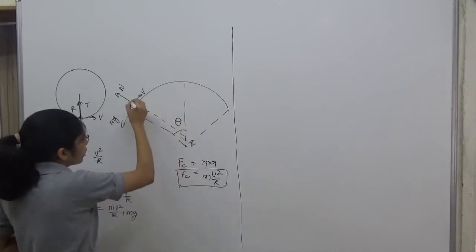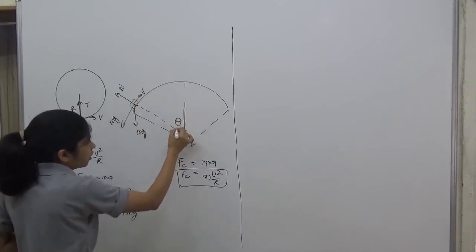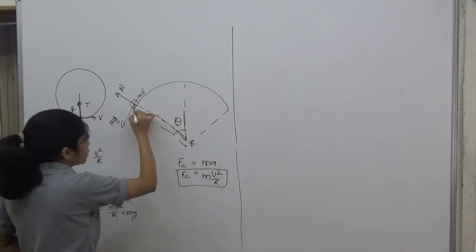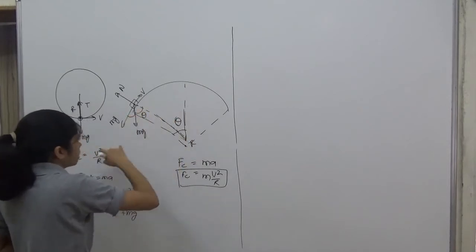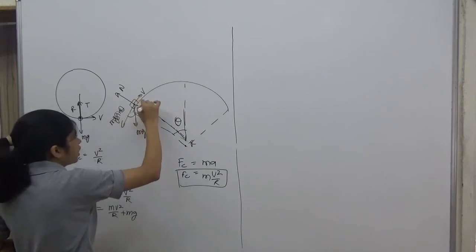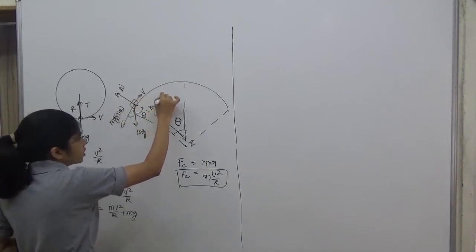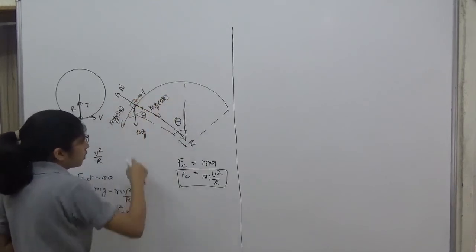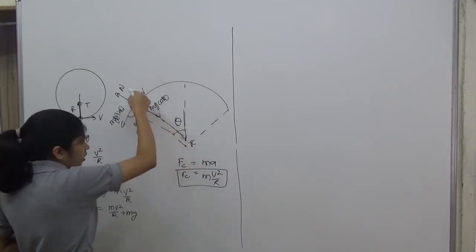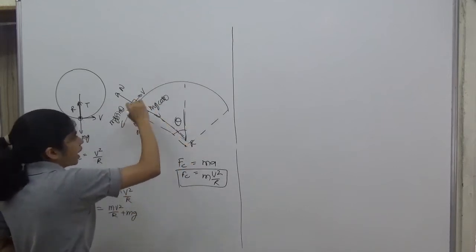So what we'll do? This angle is theta. This line is making theta with vertical. So this angle will be theta, this angle will be 90 minus theta. So it is mg sin theta, and this one is mg cos theta. Component in this direction, ये हो गया theta, theta, theta. So mg sin theta, mg cos theta.